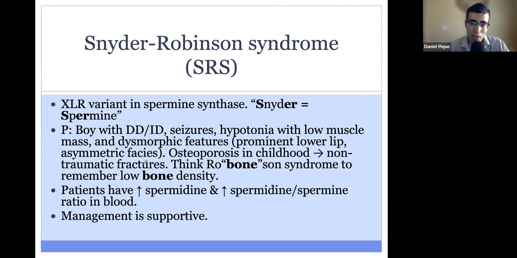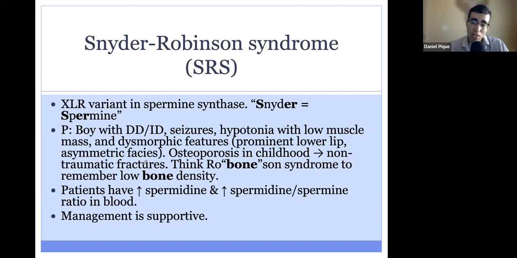The next disorder in this pathway is called Snyder-Robinson syndrome, or SRS. This is a X-linked recessive disorder that's due to variants in spermine synthase. So you can remember that just by looking at the letters of Snyder and seeing that there's some overlap with the letters spelling out spermine. Individuals are usually boys, because this is an X-linked disorder, who have developmental delays and intellectual disability, as well as seizures, hypotonia, and facial dysmorphisms.